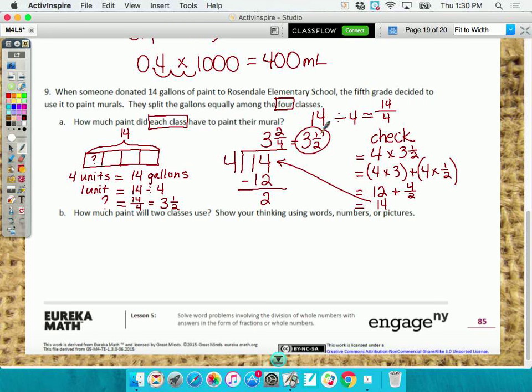Christopher, what would you do? Divided by 2. Well, now this is one class. You can add 3.5 plus 3.5. You can multiply it by 2, which is what you were thinking.